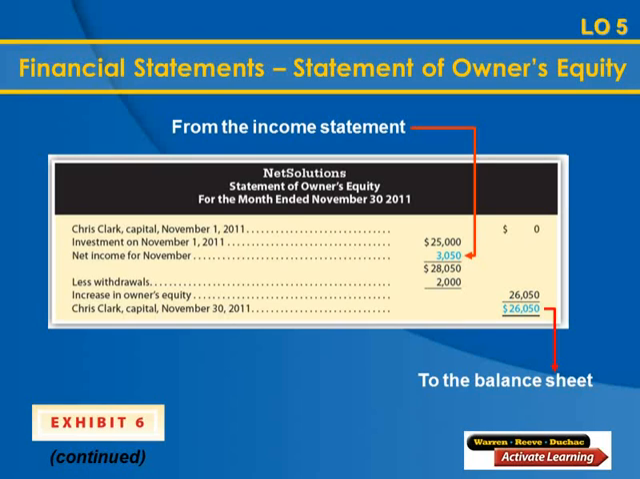The withdrawals of $2,000 is listed on the next free line after the subtotal of $28,050. The left column is then added, and the total of $26,050 is listed in the right column. It is labeled Increase in Owner's Equity. The increase in owner's equity of $26,050 is then added to the beginning capital balance of $0 to determine the new capital balance of $26,050. The final amount of this statement, $26,050, is given a dollar sign and is double underlined.